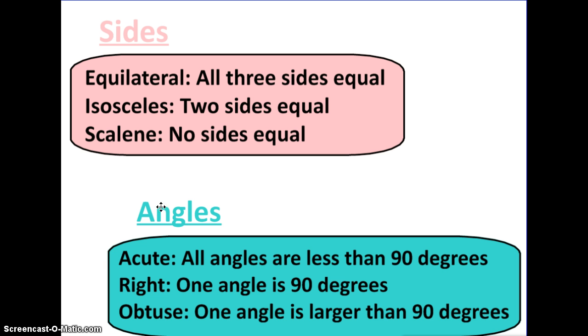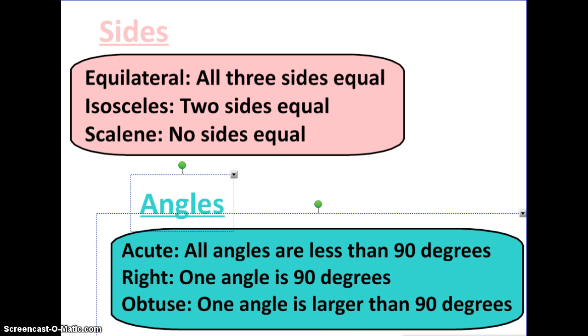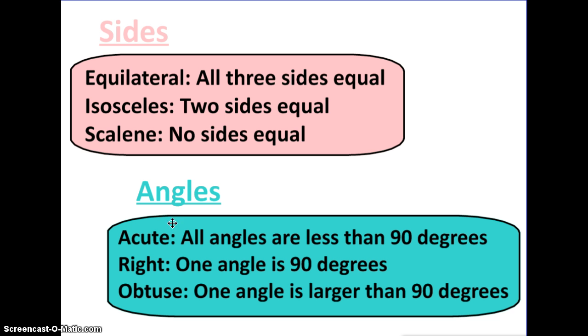Now, based on the angles, okay, I'm going to slide this up so you can see. If all the angles are less than 90, we call it acute. If one angle is 90, it is right, and if one angle is larger than 90, it is obtuse. Makes sense.